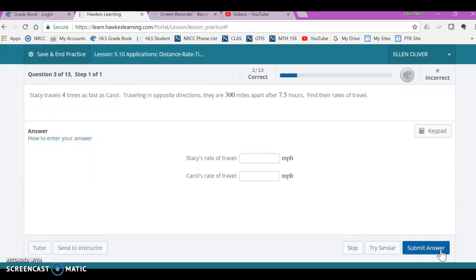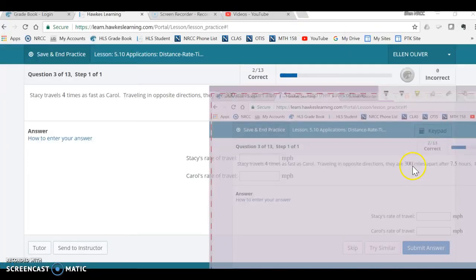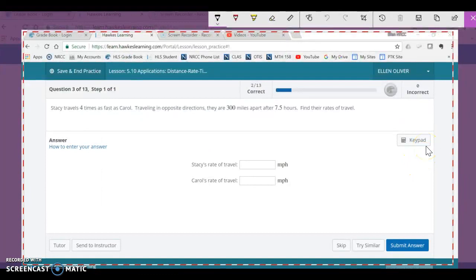All right, here we have distance, rate, and time. Stacy travels 4 times as fast as Carol. So Stacy's rate of travel, let's call that S. Carol's is C. Stacy travels 4 times as fast as Carol. So Stacy is 4 times as fast as Carol.